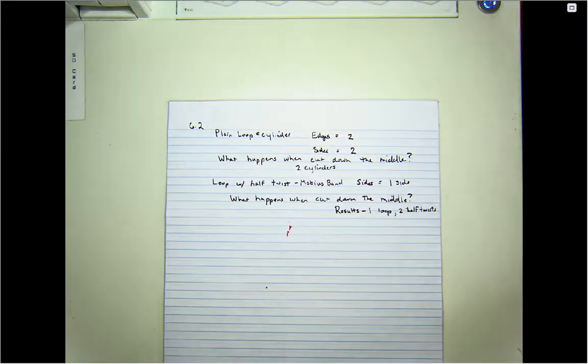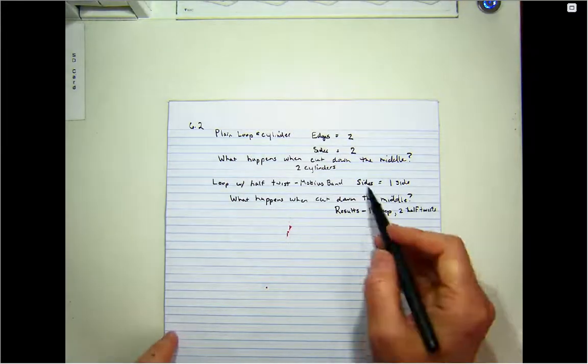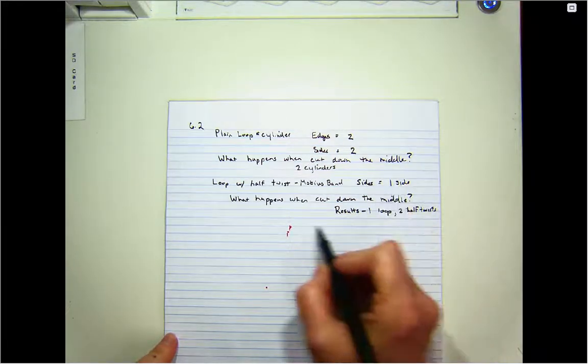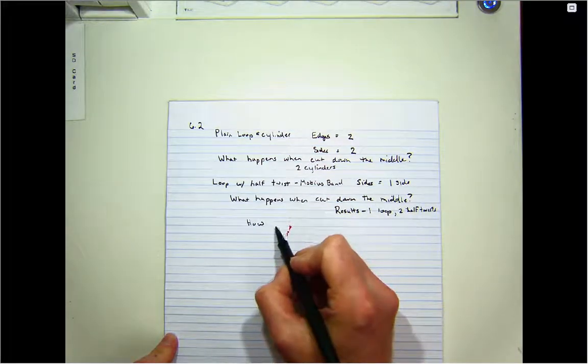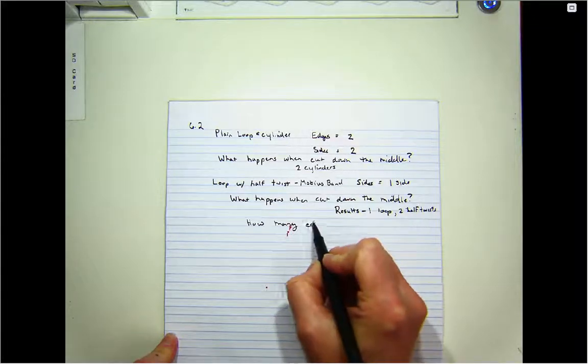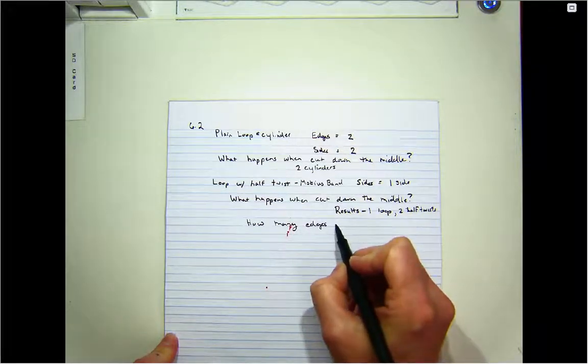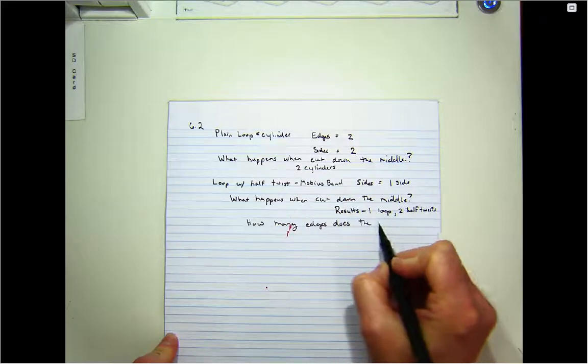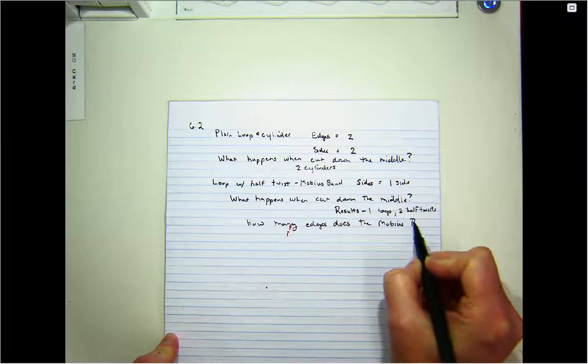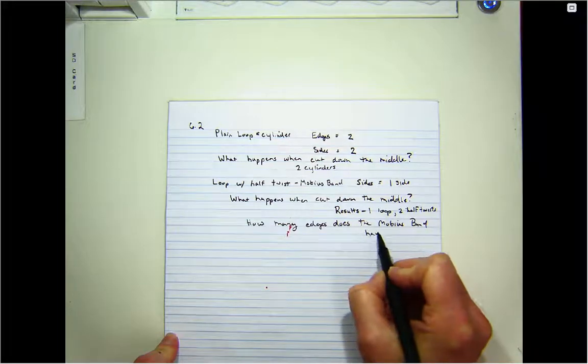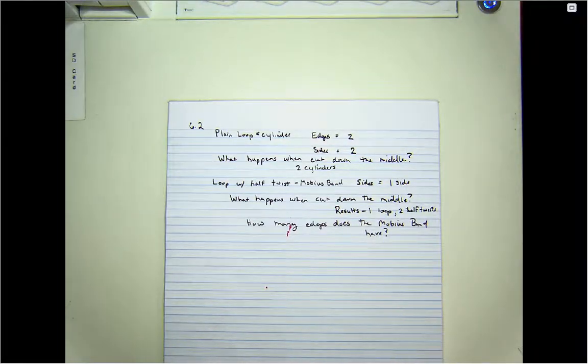Well, how about another prediction? How many sides? One side. How many edges does the Mobius band have? So we saw that the Mobius band has one side. Write down your prediction of how many edges it has, and then we will get to counting that. Well, that means we need another Mobius band, right? So let's make another one, because we cut the one we had in part.